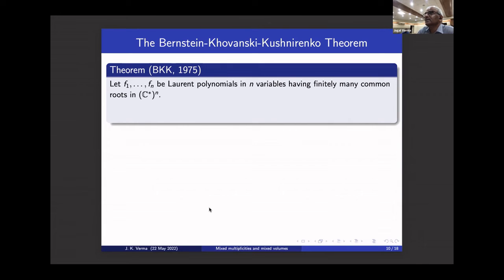So here is the generalization. Take Laurent polynomials in n variables, having finitely many common roots in the complex torus. That is the condition, because I'm looking at Laurent polynomials, so I can only talk about zeros in the complex torus. So suppose they have finitely many common roots in the complex torus. Then the number of common roots in the complex torus is at most the mixed volume of their Newton polytopes.